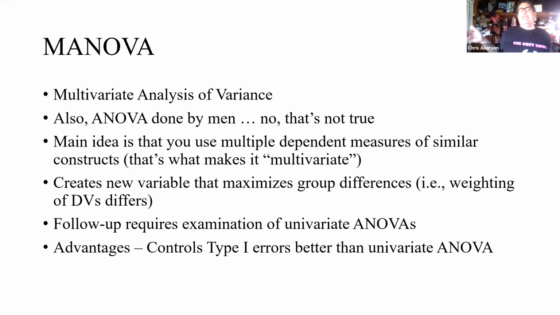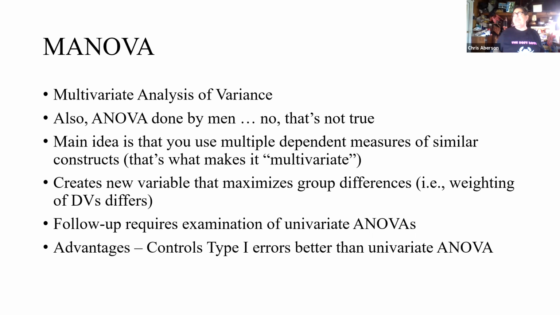The main idea is we're going to use multiple dependent measures of similar constructs. And what this ultimately does, well, I'm not explaining this in perfect technical detail, but I think it's good enough to explain what it's doing. It's basically creating a new variable that's a composite that maximizes the group differences. It's going to weight your dependent variables differently.